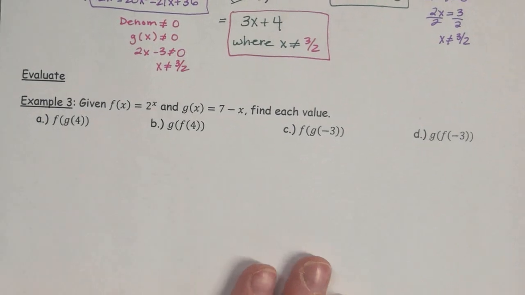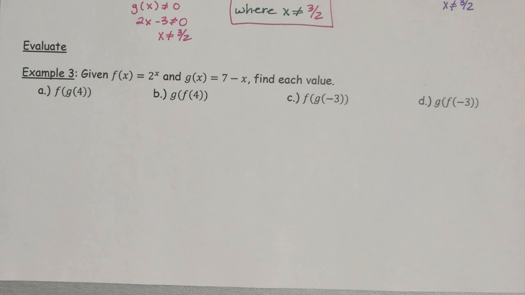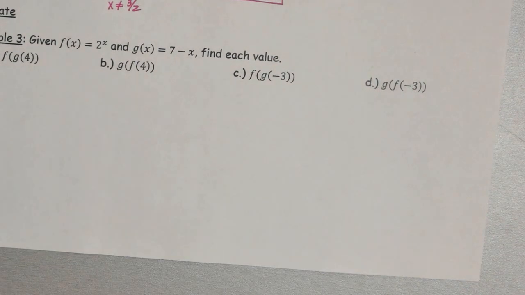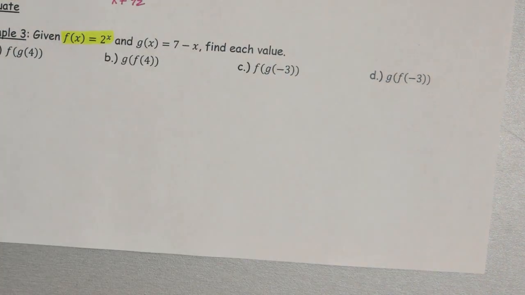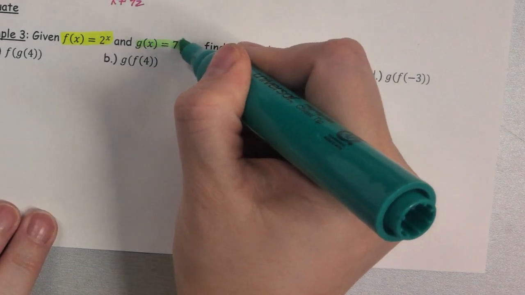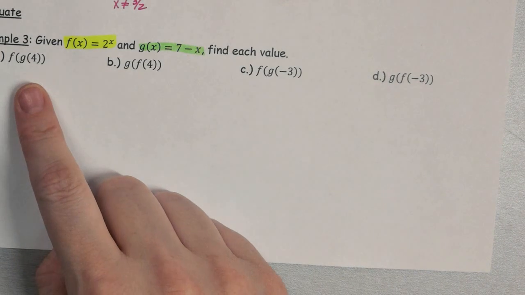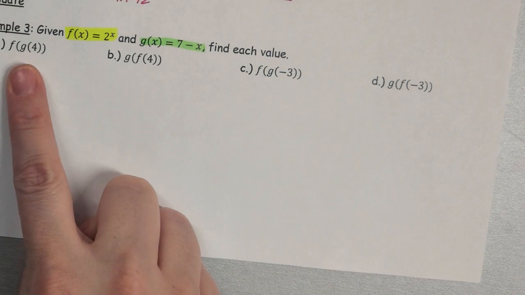Okay, all right, now we're going to evaluate. This is a 2-step process. Okay, the first one I'm going to go over slowly, and then as we practice it, you're going to get really good at it. So you are given 2 equations, f of x and g of x, and then what you have to do is find each value. Okay, so this is a composition. See how you have f of g of 4?